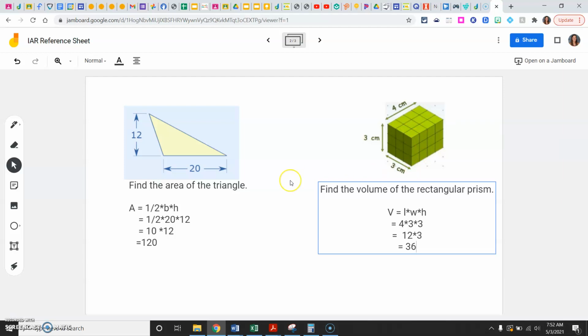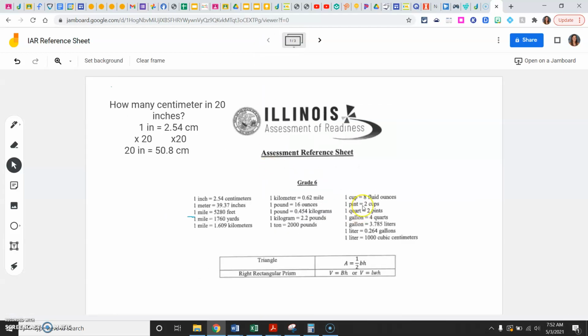So just know that you can use this reference sheet, even though a problem may seem scary. Check and see if there's something you can use on here to help you, especially if it's measurement or if it's asking you for a formula working with a triangle or prism. I hope that helps.